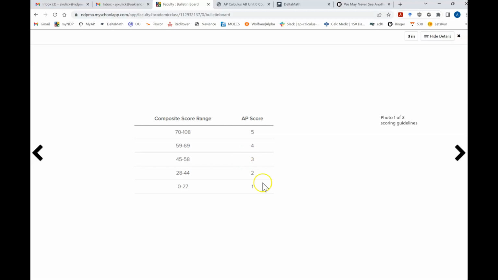Because look at where the 1 is. 27 points. That's literally like you did one or two multiple choice sections. You didn't do any of the free response, and you just quit. And that's okay. It happens. I get it, but that's how you get 1s.